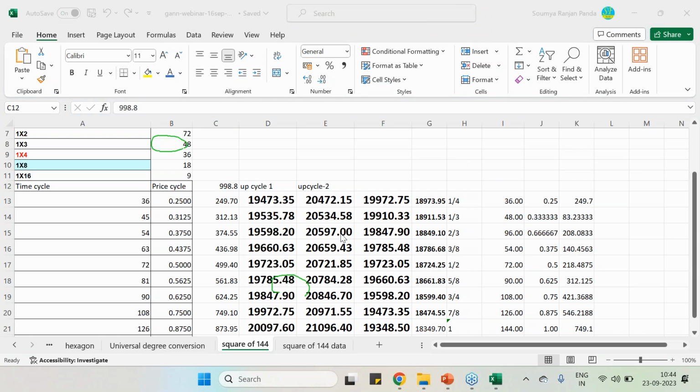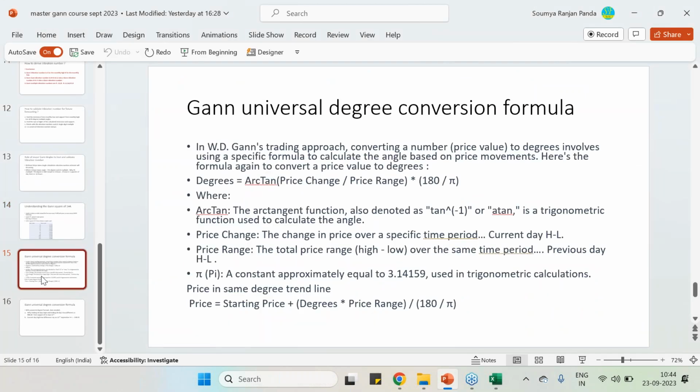Then not time range. You are multiplying with price cycle ratios. So now one small concept we'll discuss and end the session. Tomorrow remaining things will be taken. Gann's universal degree formula. Great formula. It took near to 5 to 7 years for me to decode it, to understand this formula. And this is the first time in the entire Gann webinar you are going to learn this.